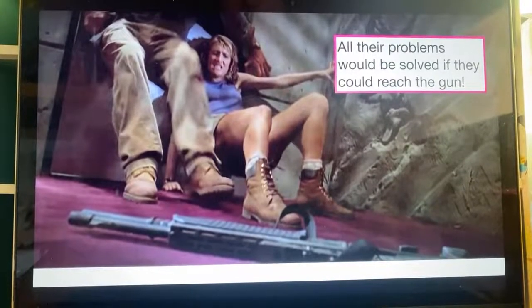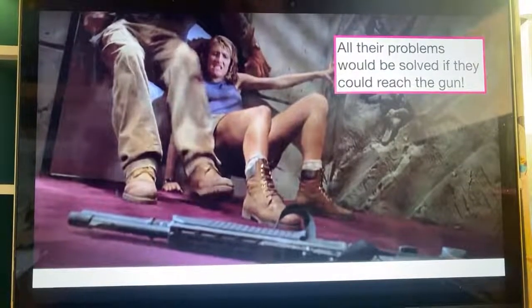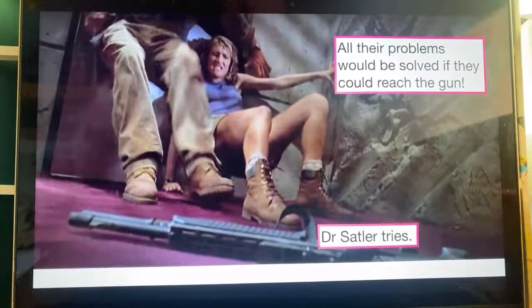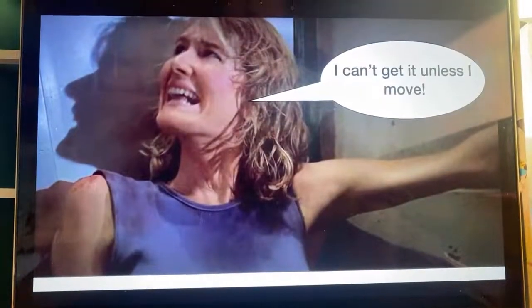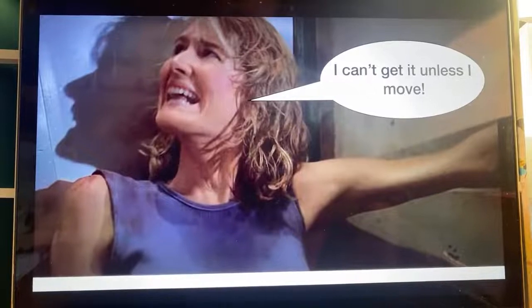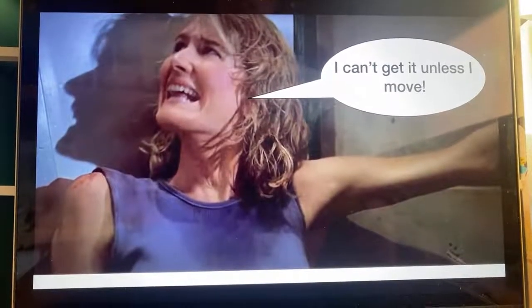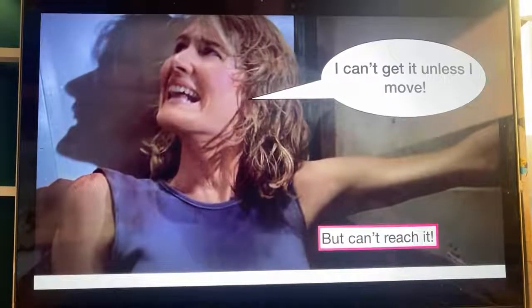All their problems would be solved if only they could reach the gun. But the gun is on the ground just too far away in front of the door. Dr. Sattler tries to reach the gun, but she just can't reach it. And she turns to Alan and says, "I can't get it unless I move." And obviously she can't move because if she moves, then there won't be enough force pushing against the door and the dinosaur will get in and it will all be game over. So we just have to forget about the gun.